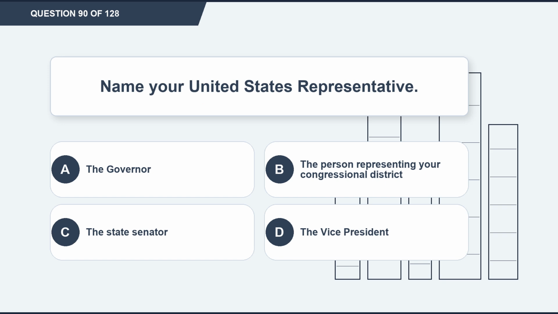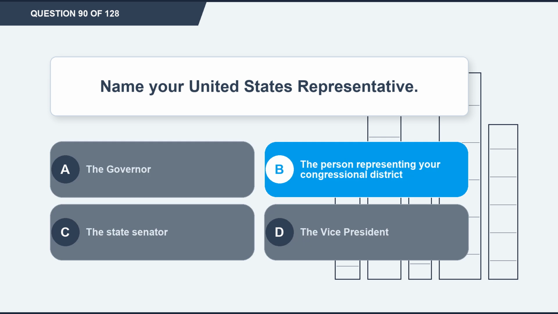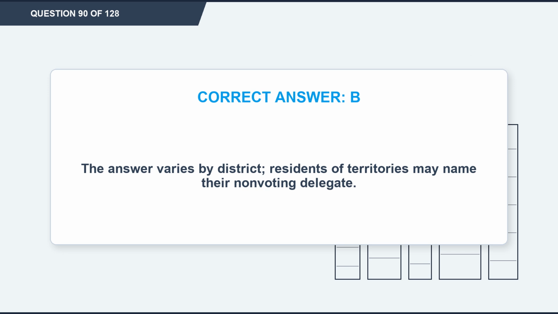Question 90. Name your United States representative. Option A, the governor. Option B, the person representing your congressional district. Option C, the state senator. Option D, the vice president. The correct answer is option B, the person representing your congressional district. Explanation. The answer varies by district. Residents of territories may name their non-voting delegate.